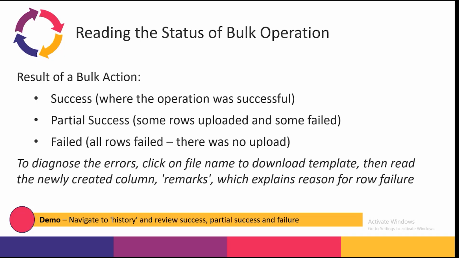So to diagnose those errors, essentially you just click on the file name, you download the template, and then you read the newly created column, remarks, which explains the reason for row failure. So it might say that it can't identify the primary key that you put in, or it might say that the field name is incorrect. We'll come on to what some of those look like. Right now, I'm just going to show you what that history tab looks like, and the different successes, partial successes, or failures that you might see.